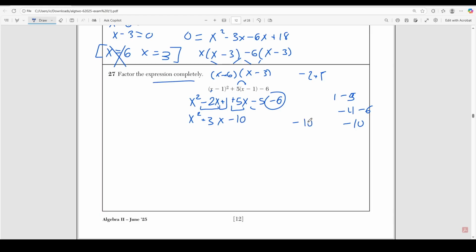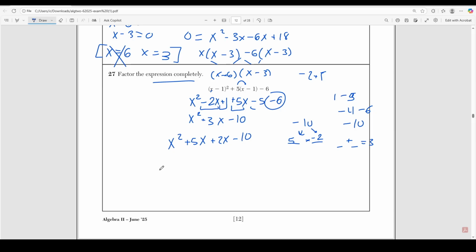So what two values can multiply into negative 10, but add into positive 3? And that's going to be positive 5 and negative 2, okay? Positive 5 times negative 2 is equal to negative 10, but if you add it, it's equal to positive 3. So we can say x squared plus 5x plus 2x minus 10. Right, we split this into 2, and now we can factor out the left and the right side.